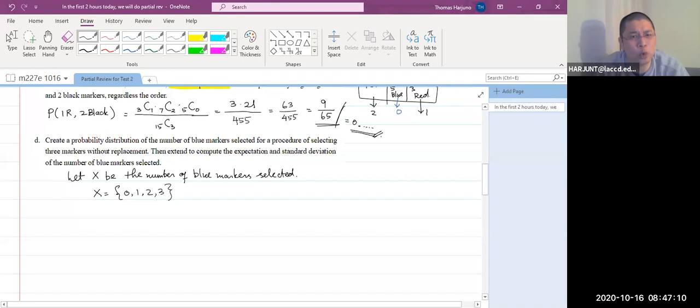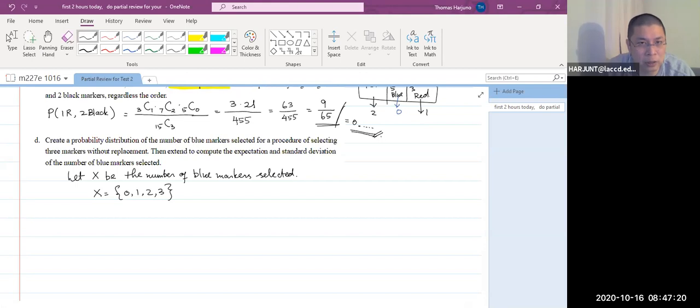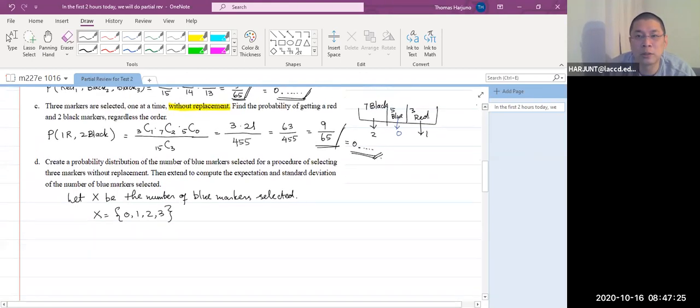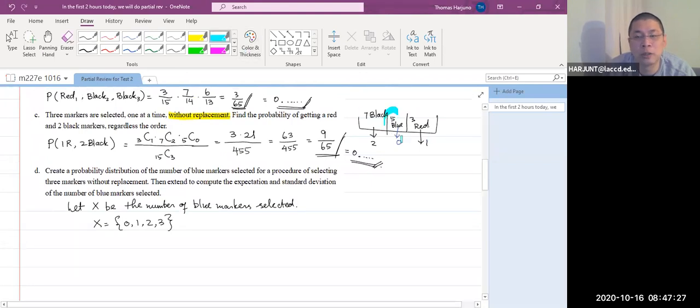You have 5 blue markers and you select 3 from these 15. So you may have no blue markers at all, but the most blue markers you can get is 3, even though you have 5, right? There are 5 blue markers here. But because you select 3 only, then at most you will get 3 blue markers. You won't get 5, okay?